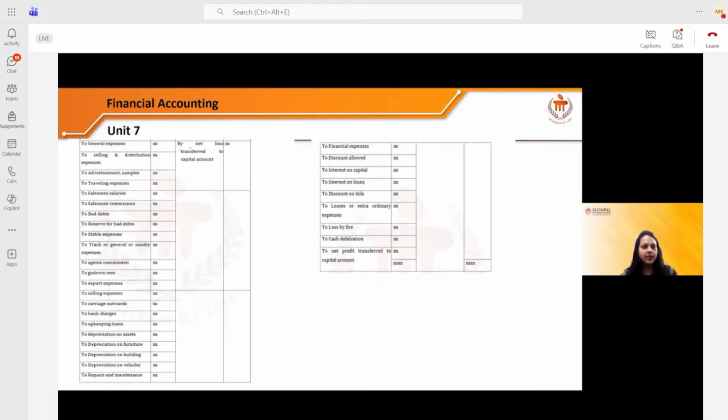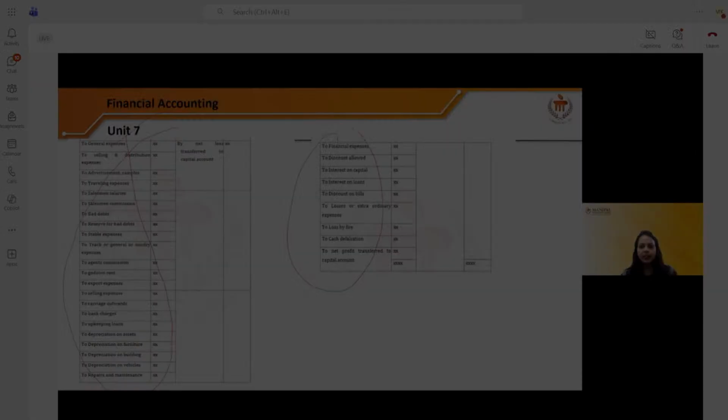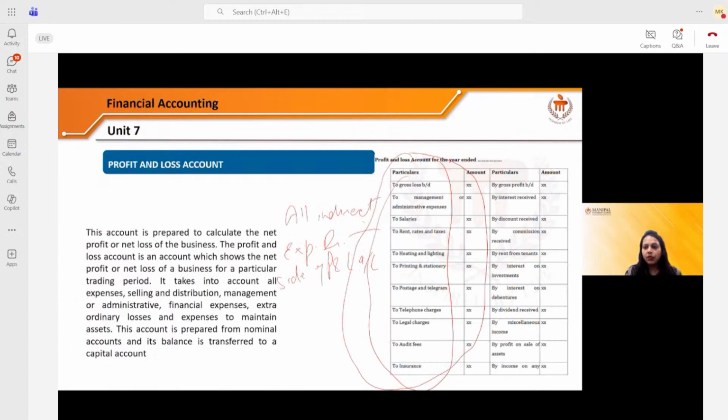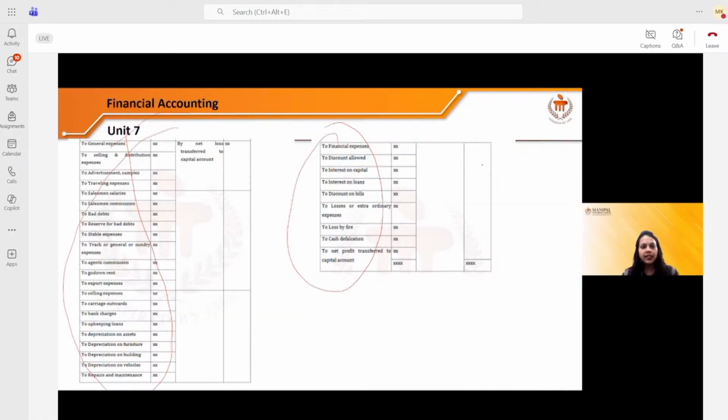These are all indirect expenses. So indirect expenses come in the debit side of the profit and loss account, and indirect income comes in the credit side of the profit and loss account. So you just have to read it out. That is income. With this profit and loss account, you need to calculate net loss or net profit.